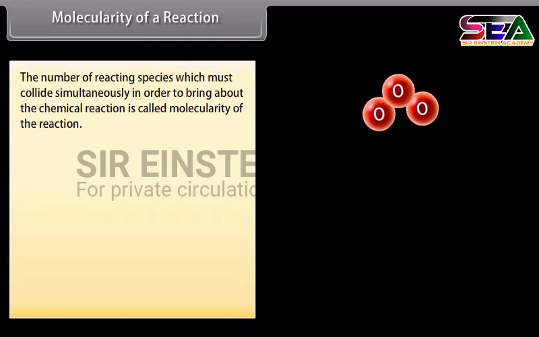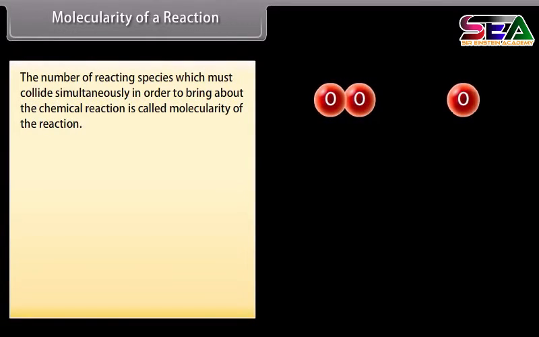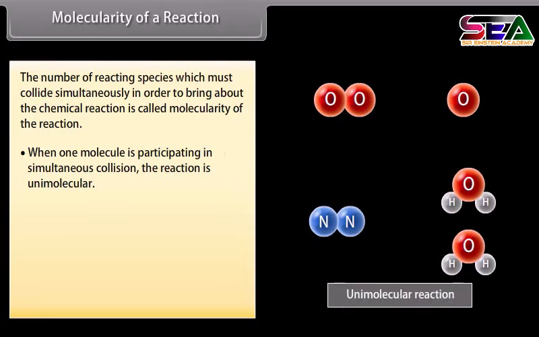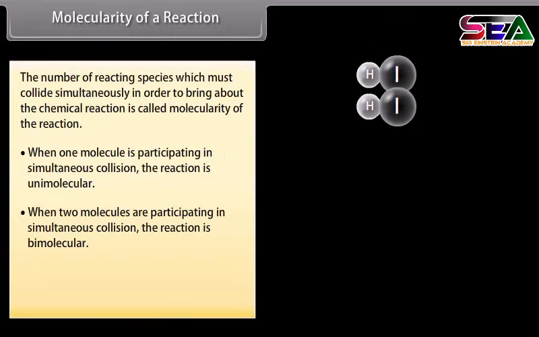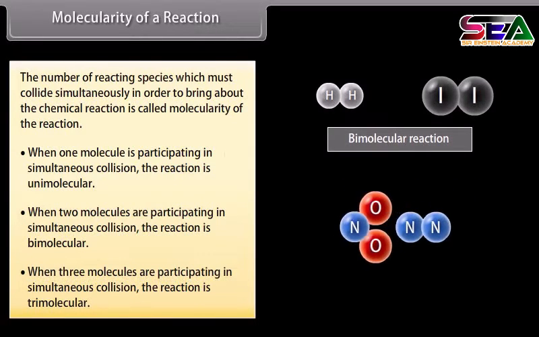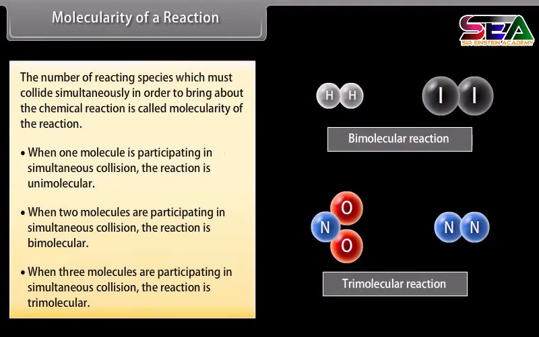Molecularity of a reaction. The number of reacting species which must collide simultaneously in order to bring about the chemical reaction is called the molecularity of the reaction. When one molecule is participating in simultaneous collision, the reaction is unimolecular. When two molecules are participating in simultaneous collision, the reaction is bimolecular. When three molecules are participating in simultaneous collision, the reaction is trimolecular. Molecularity of a reaction is always a whole number.